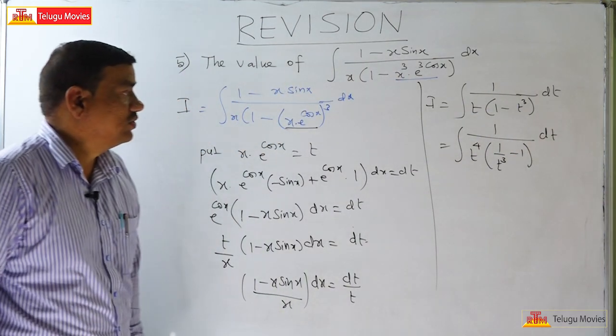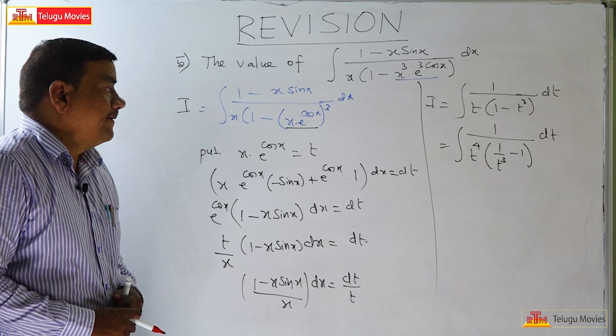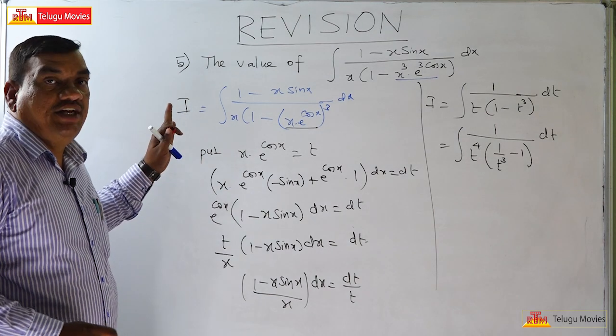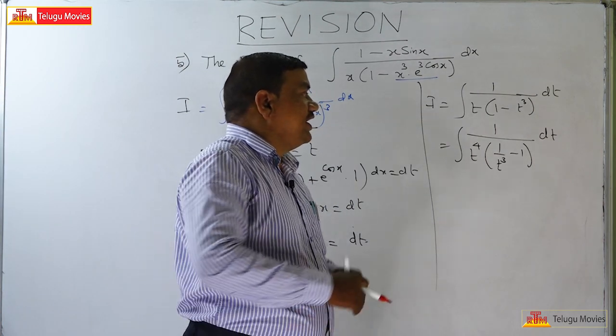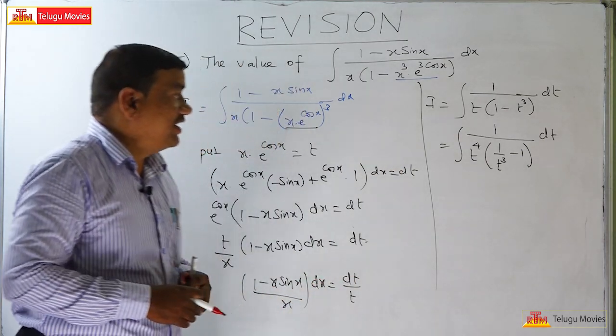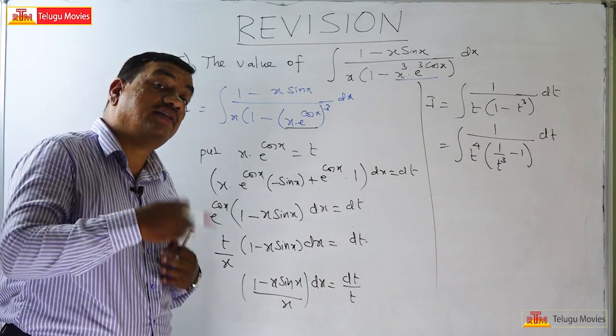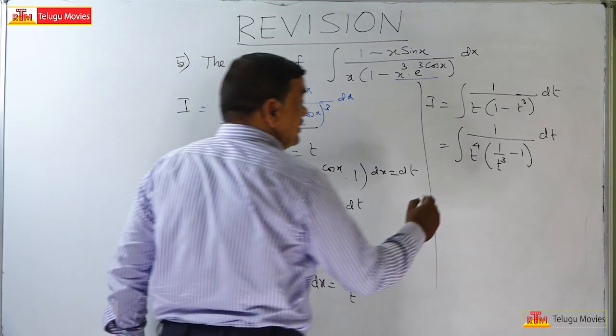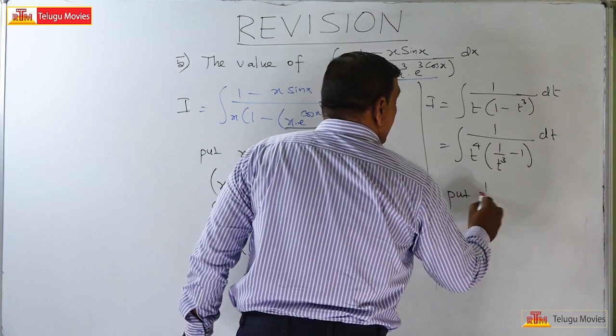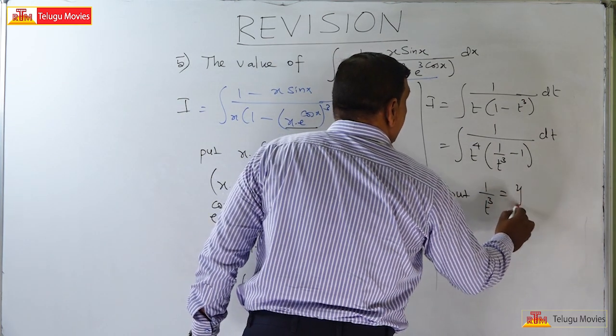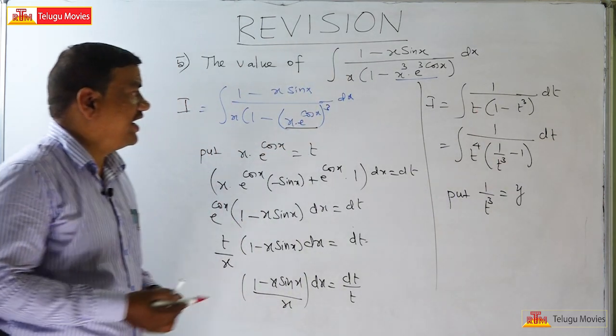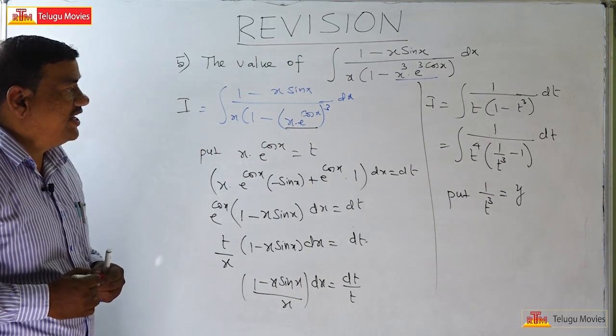Okay now? Right. If you take t cube common outside, already t is outside, so t to the power of 4, 1 by t cube minus 1. Here we will go for another substitution. What is the substitution? Put 1 by t cube is equal to y.